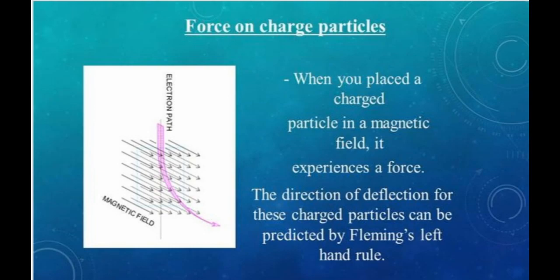But if we have a charged particle like alpha or beta, these charged particles are not going to move in the direction of the current. So how will they move? When you place a charged particle in a magnetic field, it experiences a force. The direction of deflection for these charged particles can be predicted by using Fleming's left hand rule, which we will be studying afterwards.